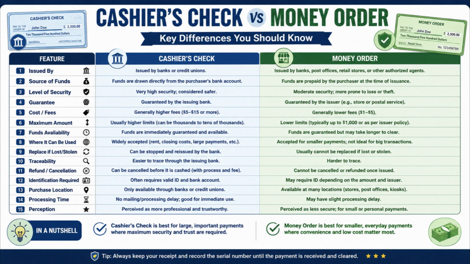In summary, a cashier's check is best suited for large and highly secure payments, while a money order is more suitable for smaller and low-cost transactions.